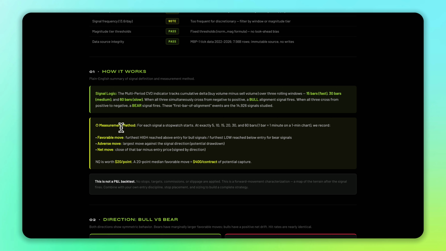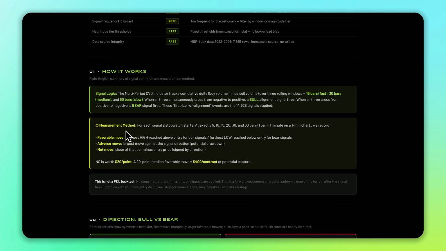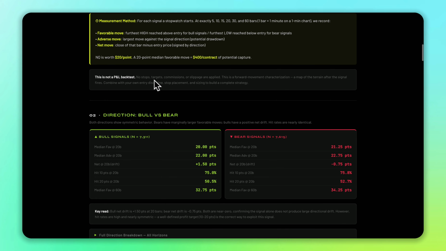So when we get the signal, this is the method: we basically have a stopwatch to say, okay, exactly at 5, 10, 15, 20, 30, and 60 bars, we're looking at 1 minute bars, how far did it move in our favor? How far did it move against us, right? With the condition that if it moves against us and then finally one of the CVDs goes the other direction, then you stop the clock. And then it gives you a net move so you can see whether it's more favorable or not. Another important note here is that this is not a P&L backtest.